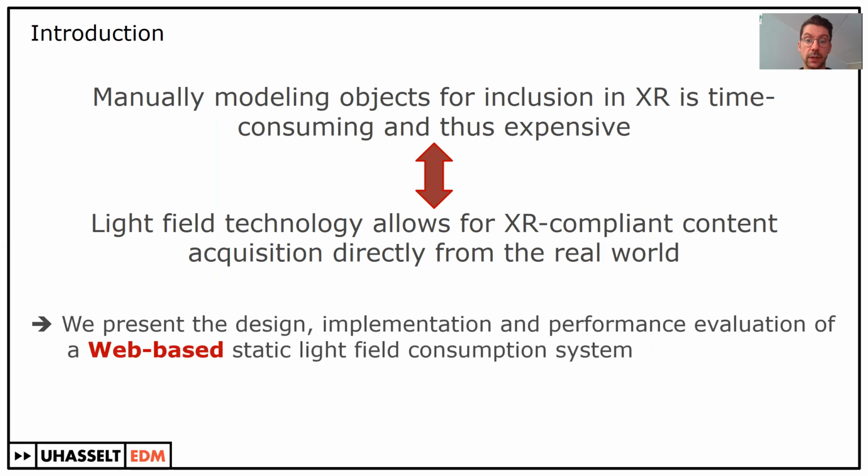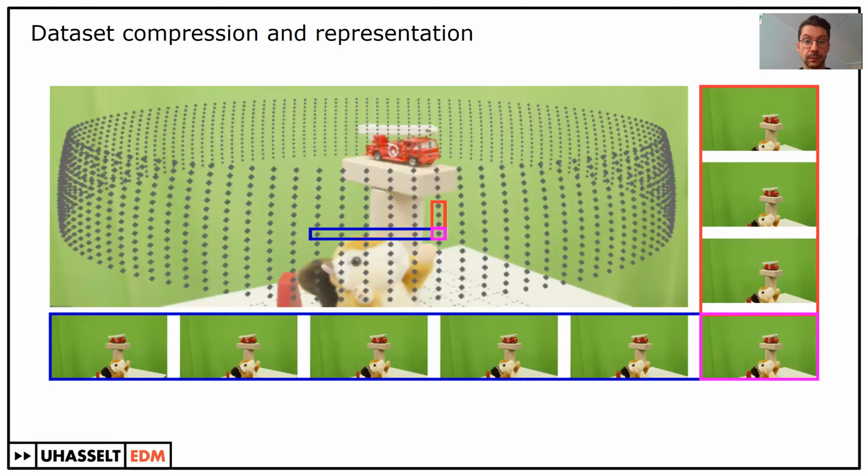In this talk, I will present the design, implementation, and performance evaluation of a web-based static light field consumption system. The proposed system includes both a network streaming component to dynamically deliver the light field data over a transportation network and a real-time rendering component to visually present the static light field to the user. Our work is a first to bring static light field consumption to web browser contexts.